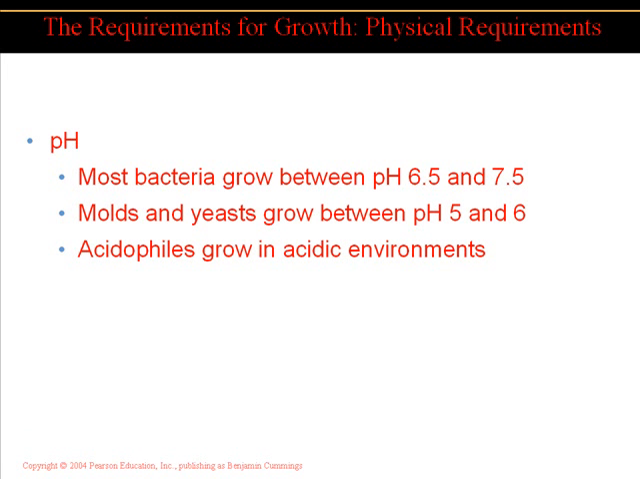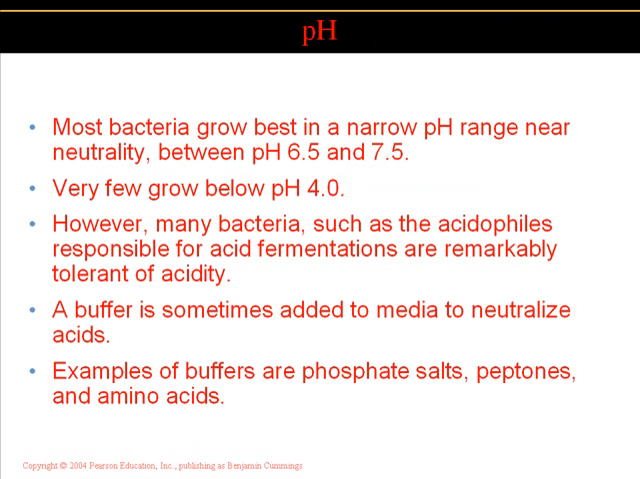Bacteria can grow between a pH of 6.5 to 7.5. Molds and yeast basically grow at a pH of about 5 to 6. And acidophiles grow in an acidic environment. So again, pH extremes can also be a factor in either promoting and or inhibiting microorganism growth, depending on the organism and depending again on the environment.